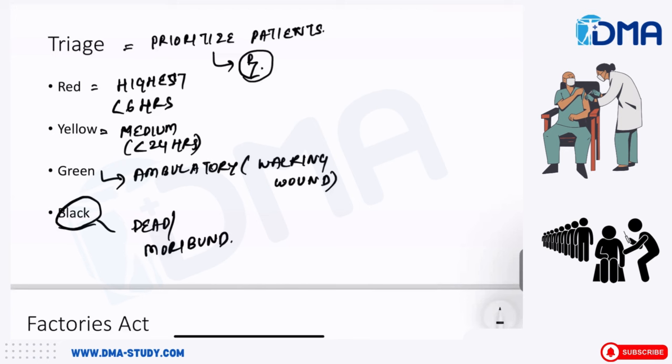In case of the green category, they are called ambulatory patients. They are usually walking wounded, so they are of next priority. And finally, you have black, which are dead patients or moribund patients.